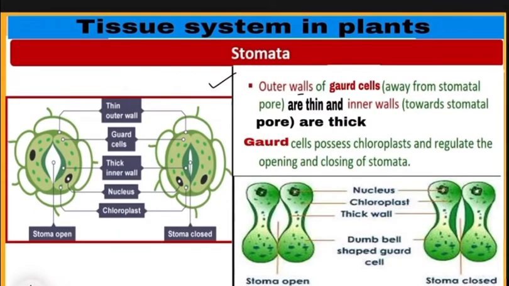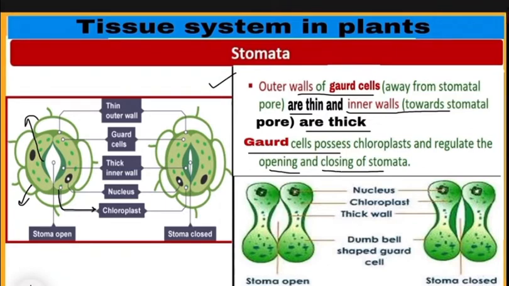Outer walls of guard cells. See the diagram. This is the outer wall of the guard cell and this is the inner wall of the guard cell. The outer walls of the guard cells are thin and inner walls of the guard cells are thick. Guard cells possess chloroplasts. You can see here, these are the chloroplasts present in the guard cell and they regulate opening and closing of stomata. This is the open stomata, this is the closed stomata, and opening and closing of stomata is controlled by the guard cells.